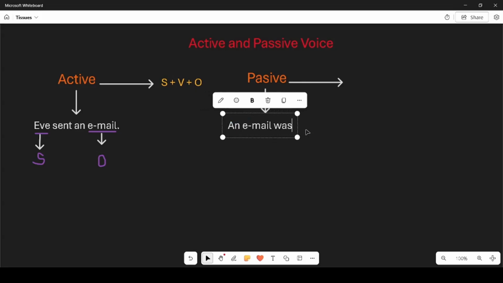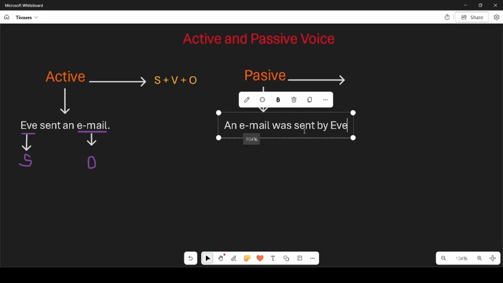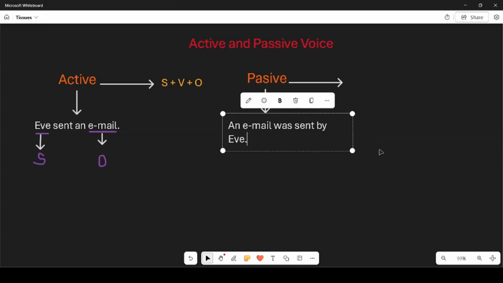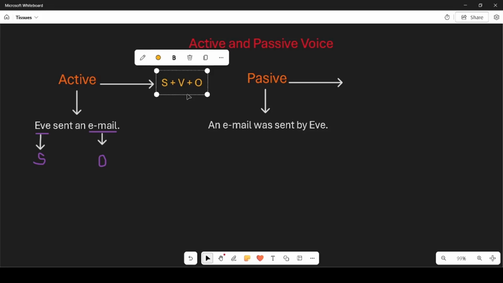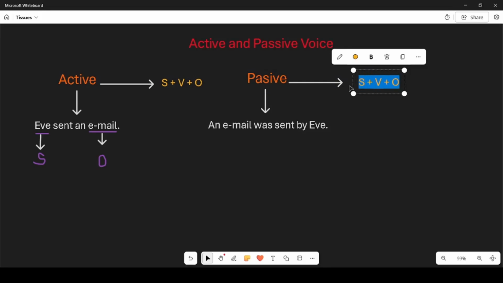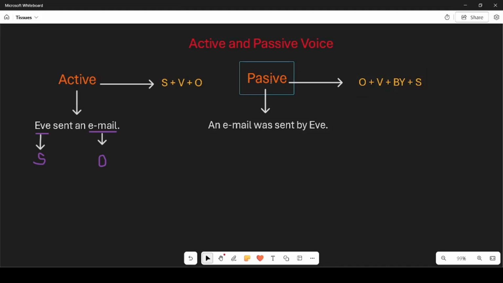An email was sent by Eve. So this sentence over here is in passive voice. We'll see how to convert these sentences later. Now let's see what the structure for passive voice is. Usually passive voice is object plus verb plus by plus subject. So this is the structure of a passive voice sentence.